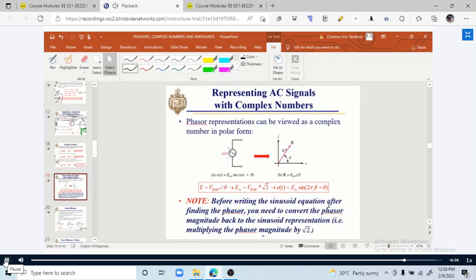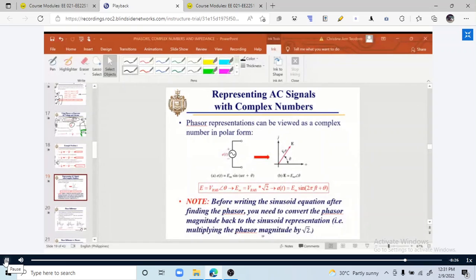If you divide 5 by square root of 2, and you will be multiplying the answer by square root of 2, you will come up with 5. Did you get what I mean?